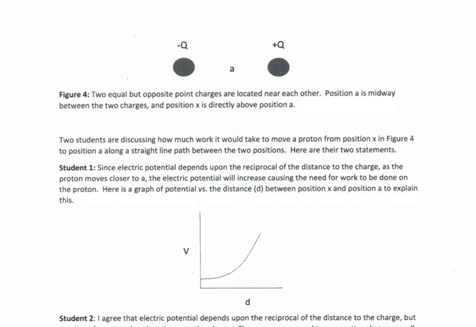Okay, so that person drew voltage increasing because we're getting closer, and of course it's a curvature based on 1 over r. Alright, next, student 2.